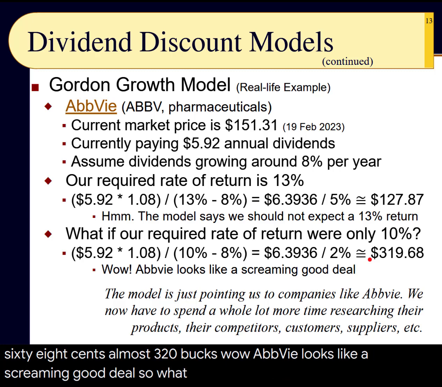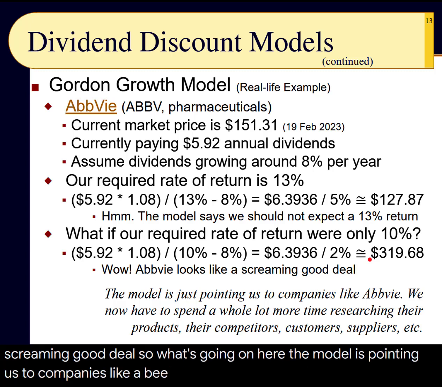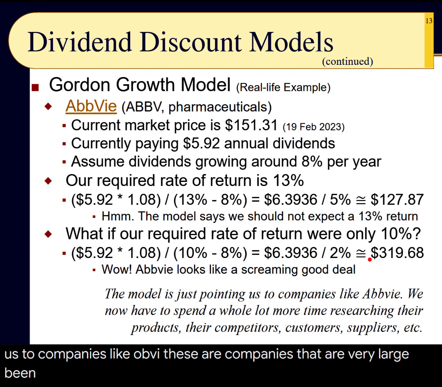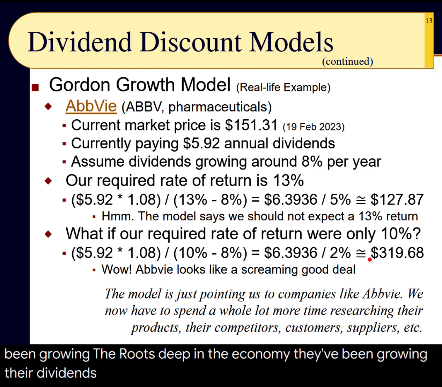So what's going on here? The model is pointing us to companies like AbbVie. These are companies that are very large, been growing, have their roots deep in the economy. They've been growing their dividends consistently for many years.